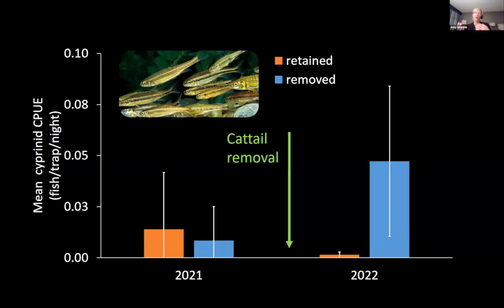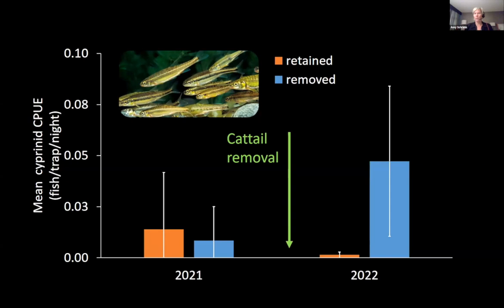So I think what's happening is that these really heavily vegetated cattail areas are not good for minnow species. So what happens is we kind of lose minnows, or they're moving.